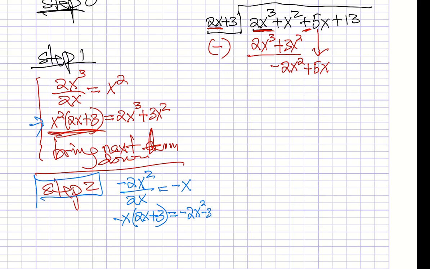Negative 3x. You see that, right? You see that I multiplied that out, right? Okay. So once we do that, we'll put it over here. Negative 2x squared, negative 3x, okay, and then we'll subtract it.